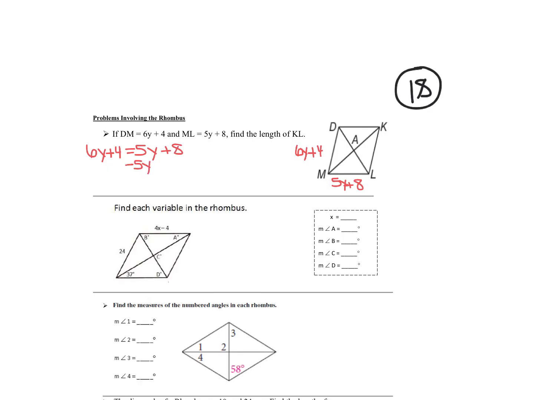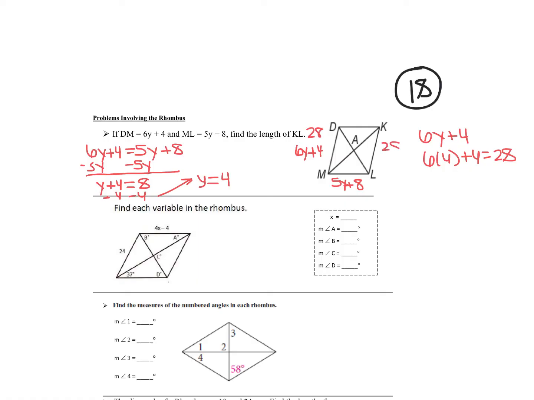So if I subtract 5y here, and I subtract 4, we get y equals 4. Now we can plug back in for any of them since we know that they're all the same. So 6 times 4 is 24, plus 4 is 28. Okay, so if one side is 28, they're all 28. So that means KL is going to be 28.